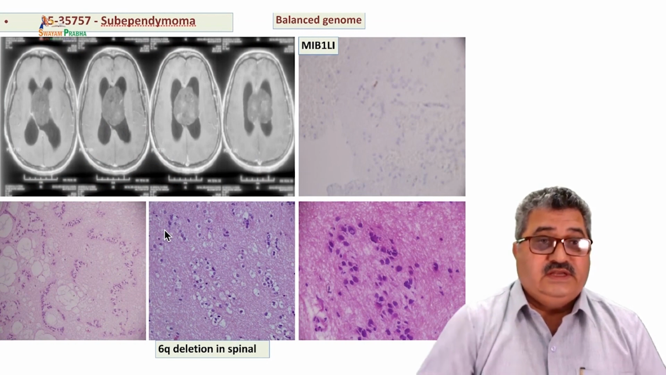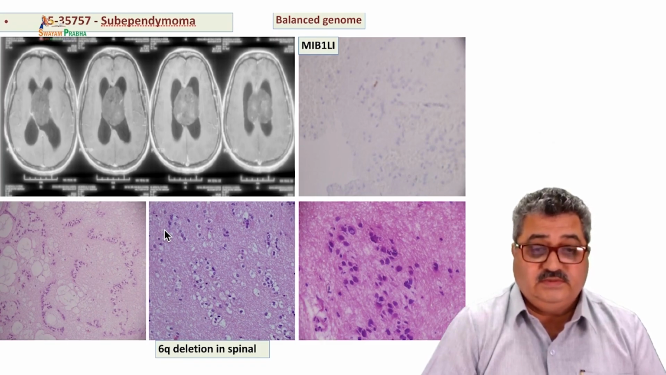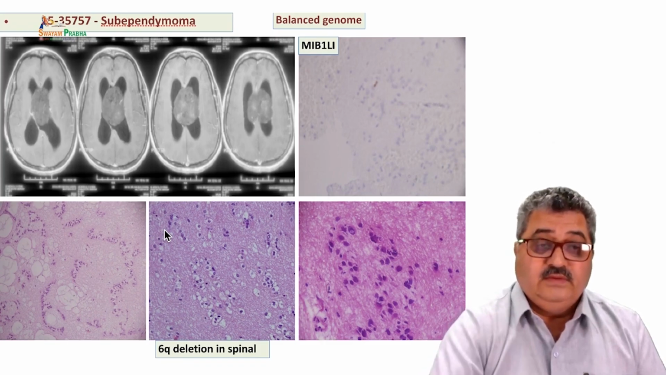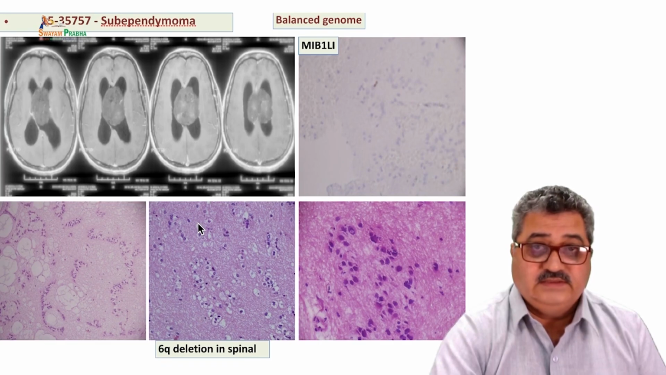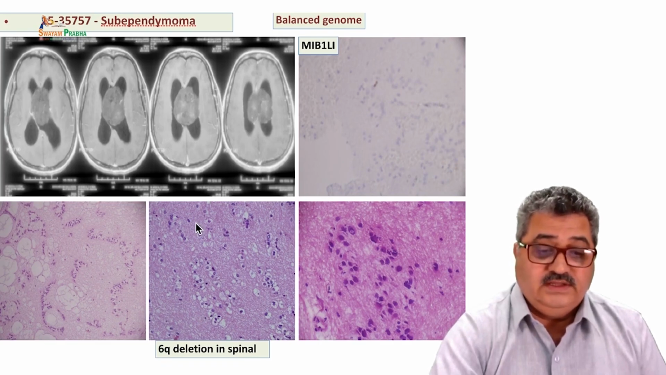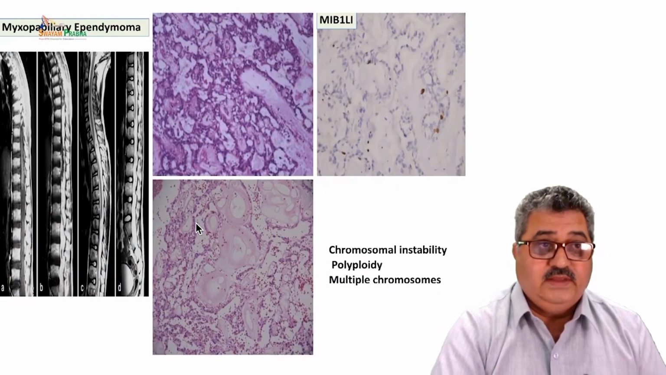Now, based on this classification, it was shown that subependymomas are very well circumscribed. Nothing was changed in the subependymoma group. They are very localized, well circumscribed, with very characteristic morphology and a very balanced genome. Rarely they can show the 6q deletion in the spinal subependymoma.